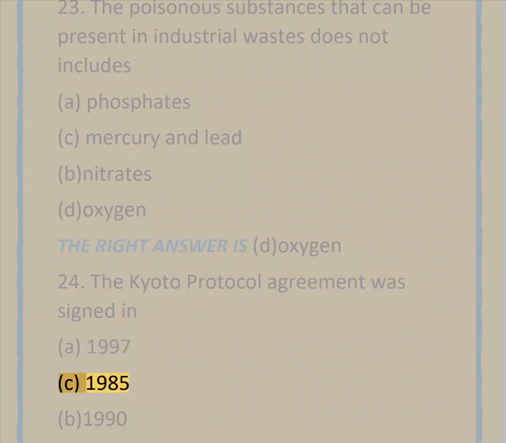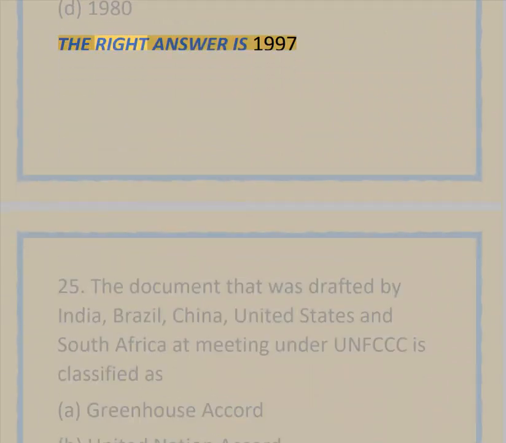24. The Kyoto Protocol Agreement was signed in A. 1997, B. 1990, C. 1985, D. 1980. The right answer is 1997.